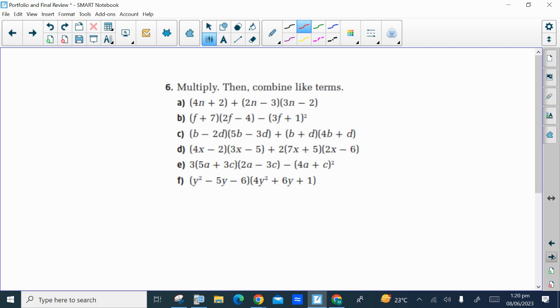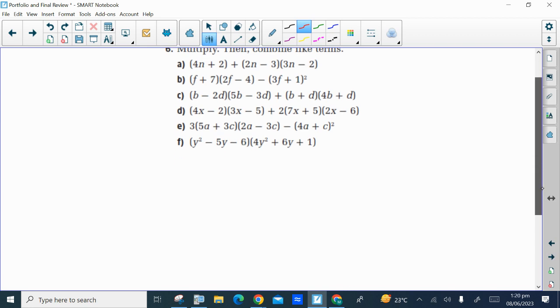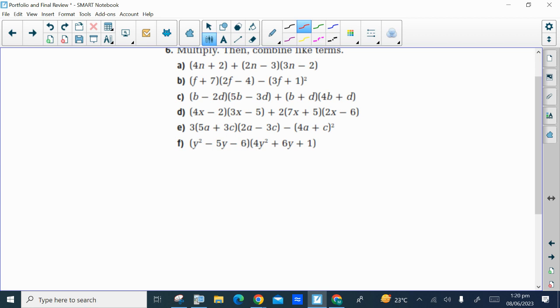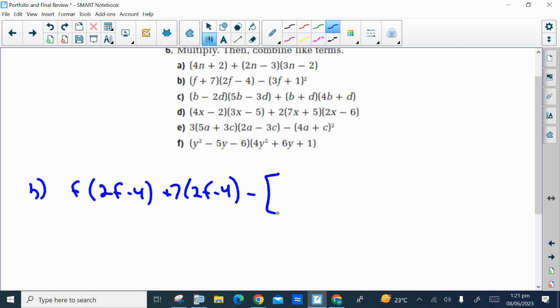So these next ones are similar, except not only are we multiplying, but we're also then simplifying after. Let's look at starting with question B first. So I'll take the f in the f plus 7 and multiply by the 2f minus 4. Then the positive 7 is also multiplied by 2f minus 4. And then I have to subtract what you get when you multiply 3f plus 1 by itself.